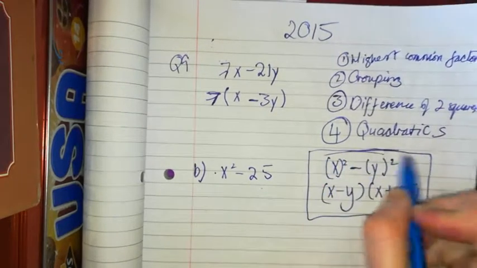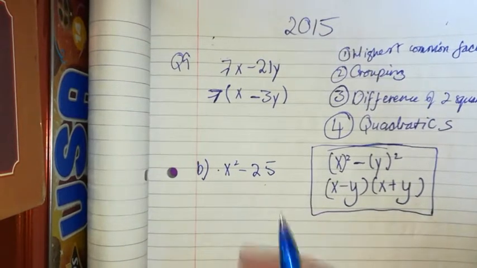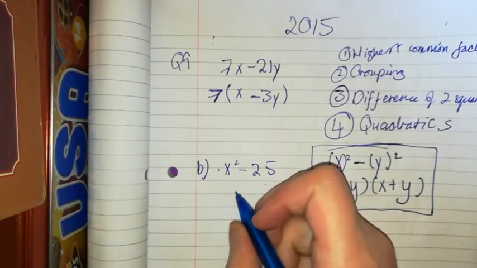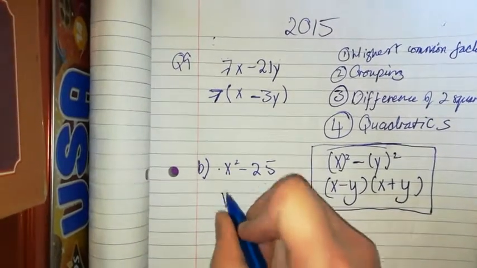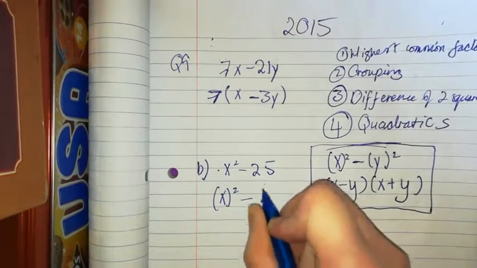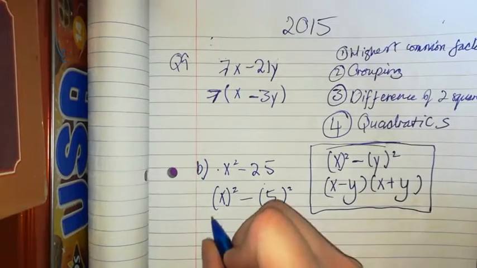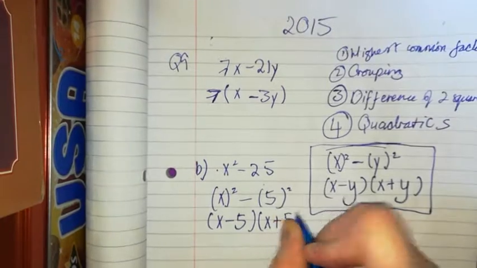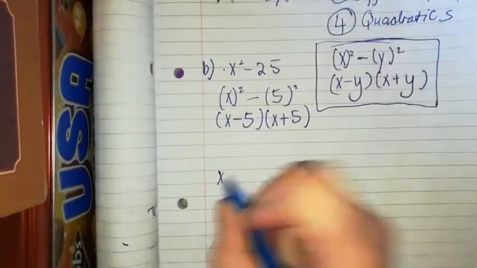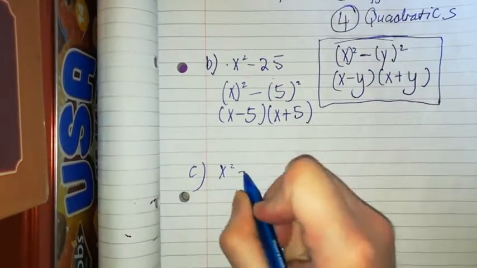So this isn't looking like one thing squared minus another thing squared at the moment, but we can change this because 25 is just 5 squared. So we can write that as x all squared minus 5 all squared. And now that it's in that format, I can write it as x minus 5, x plus 5. So that's it, done.